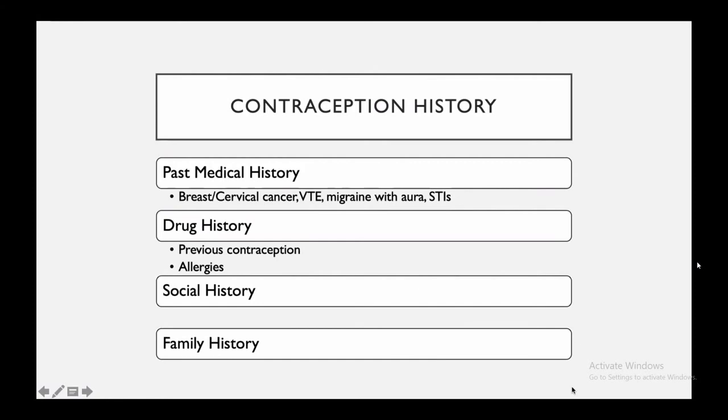It's also important here to ask about any copper allergy, in particular use to the copper coil. For social history, it's important to get their smoking history, as some contraception medications are contraindicated with smoking. And again, like past medical history, it's important to gain a family history about breast, cervical cancer, VTE, and a migraine with aura.